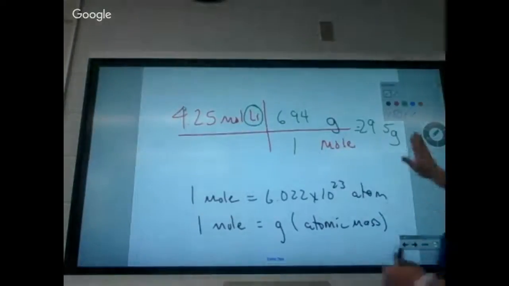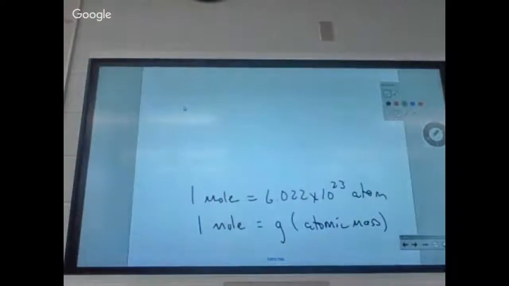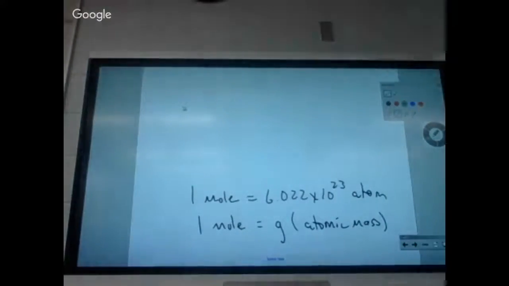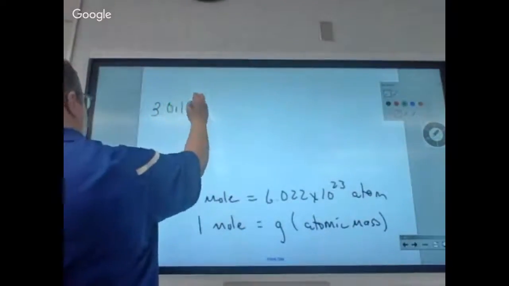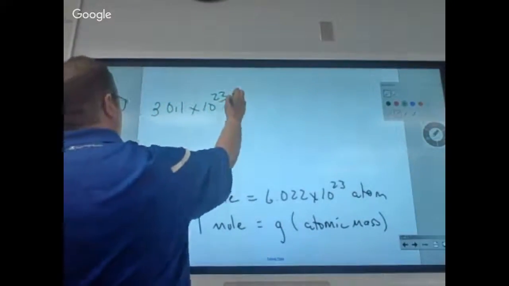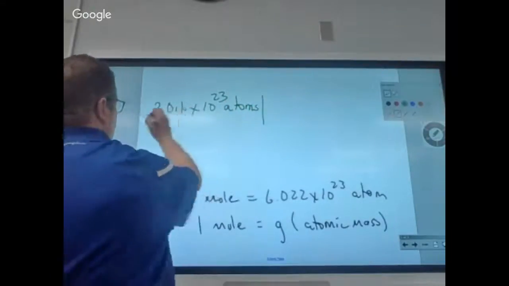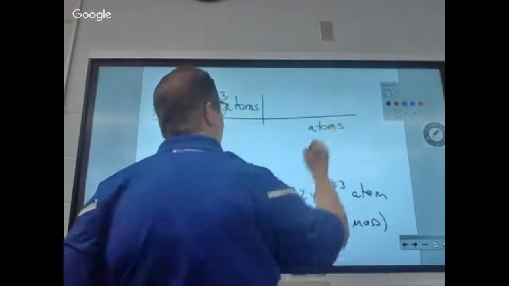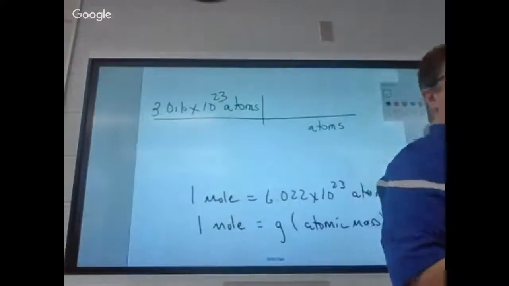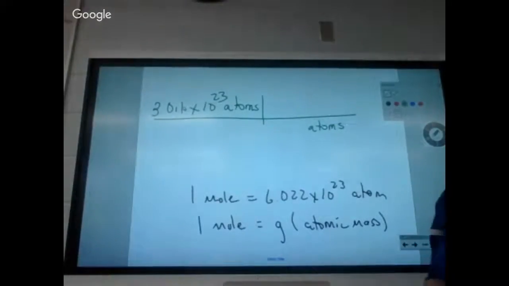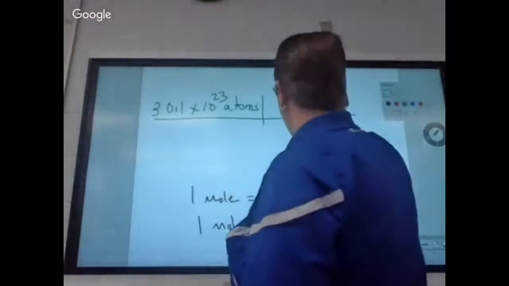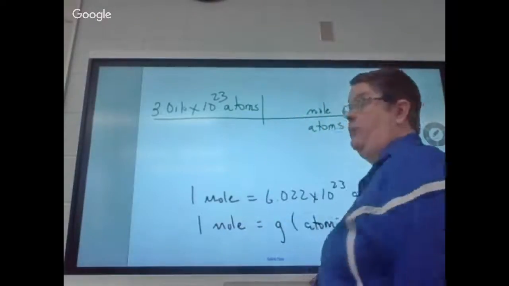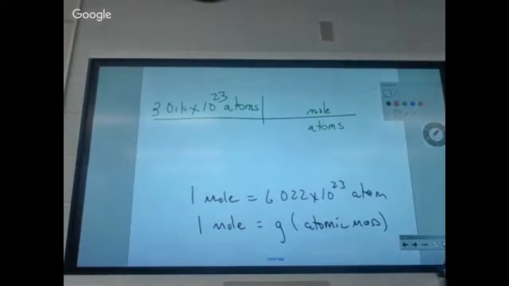All right, what was after 2? 4. Let's do 4 first. All right, number 4 says we have 3.011 times 10 to the 23rd atoms. What goes on the bottom line? That asks for how many moles in the question. So if we started with atoms, what has to go on the top line? Moles. Since the question said how many moles, we don't need a third section. Atoms to moles, we're done.